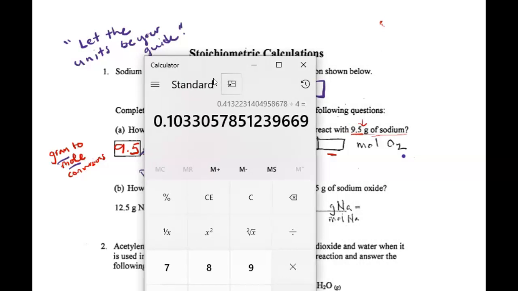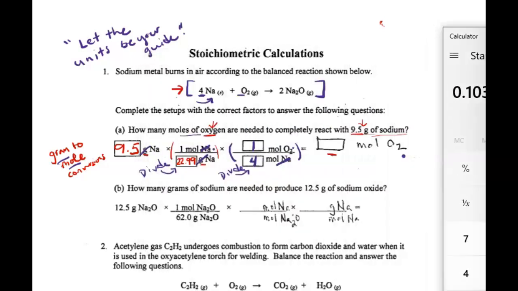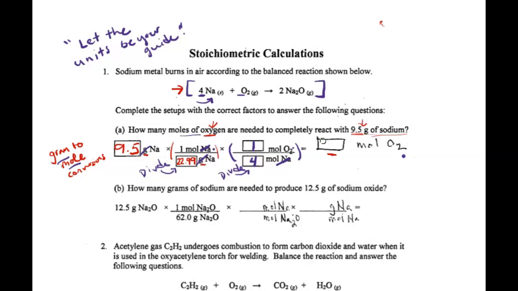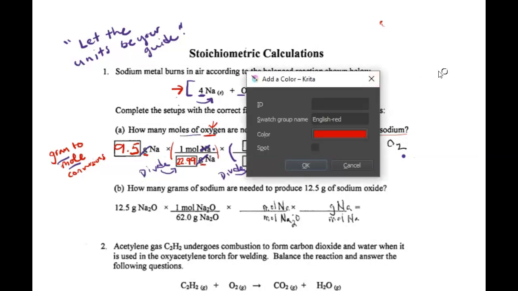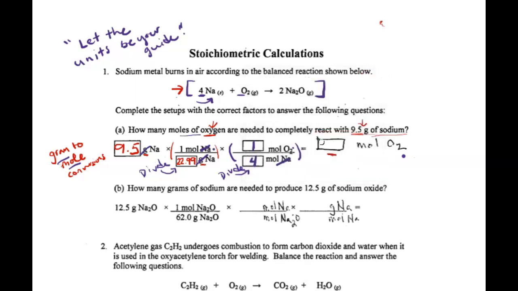So I'm just going to round that up. Let's just round it up to the nearest 100ths. So our final answer will be in red. That would be 0.10, up to the nearest 100ths place, so we drop the last 3 there. Moles of oxygen. Okay?